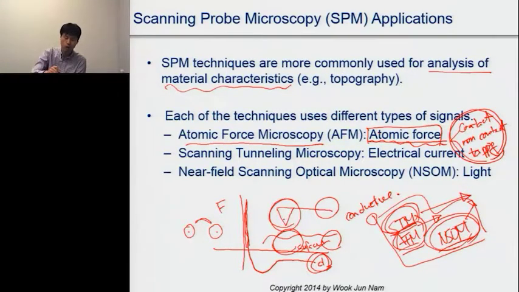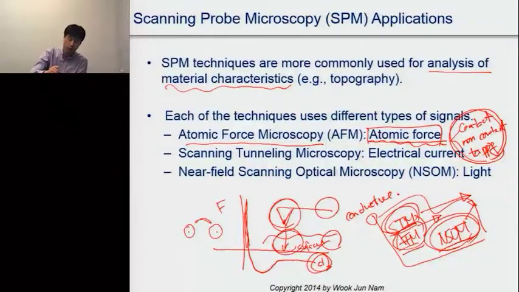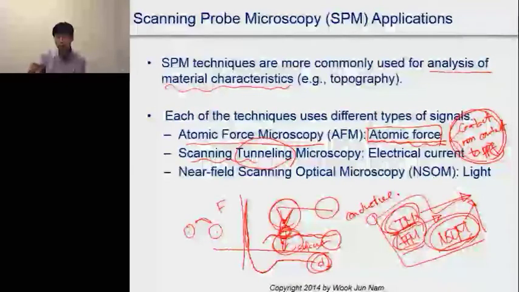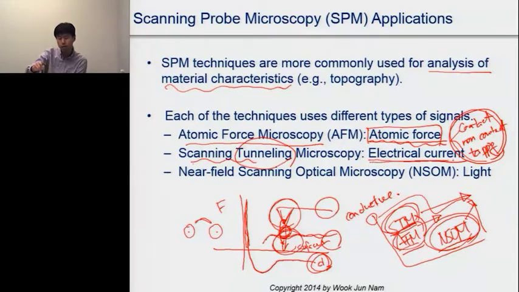So we flow a current from the tip to the sample, and because there is a space between the tip and the sample surface, the electrons have to jump, tunneling through to the sample surface to conduct the current. That is why we say it is tunneling microscopy. For this technology, people use an electrical current. And near field scanning optical microscopy, as the name of the technique implies, uses light.